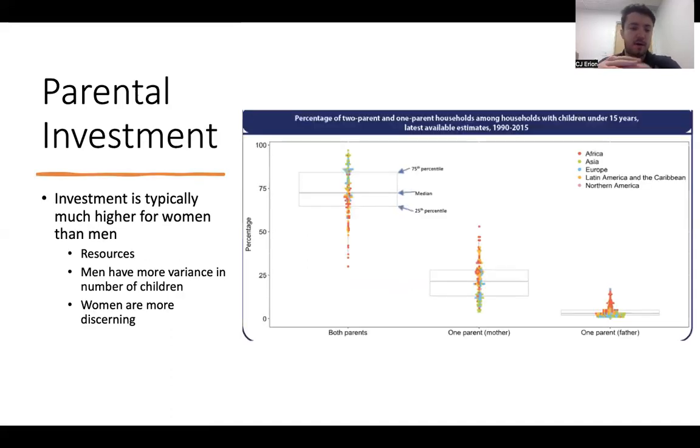So speaking of that parental investment, based on this theory, investment is typically much higher for women than men. First of all, just because that is to an extent a biological requirement, at least for 9 months, where women, when being pregnant, will just have to provide and give up more resources for that child during that time period. And so also based on this theory, men will just biologically have more variance in the number of children that they have just because they can.